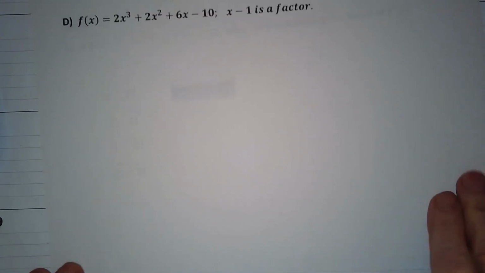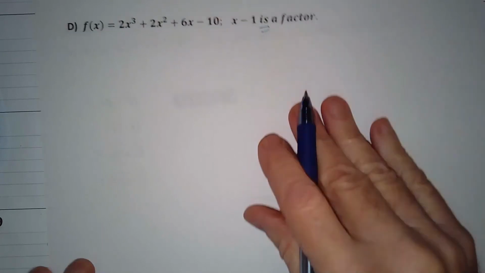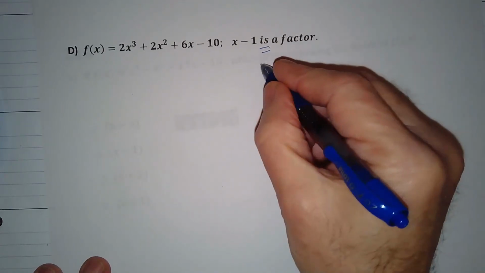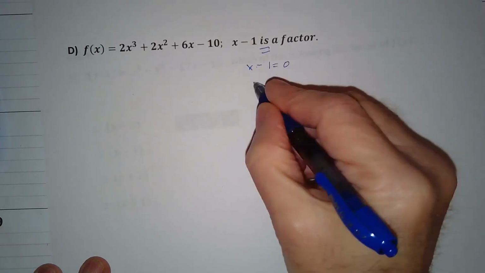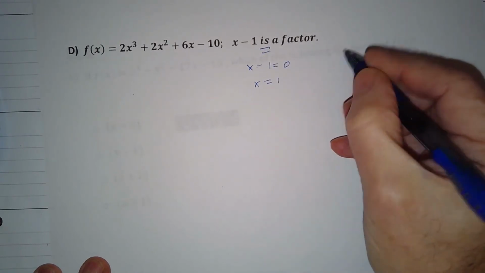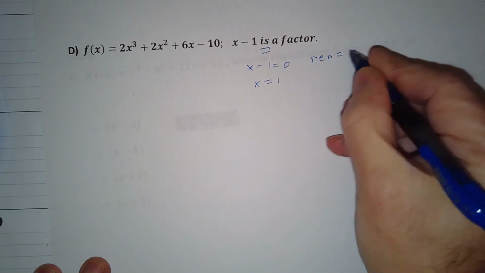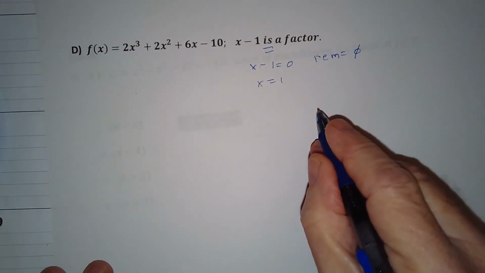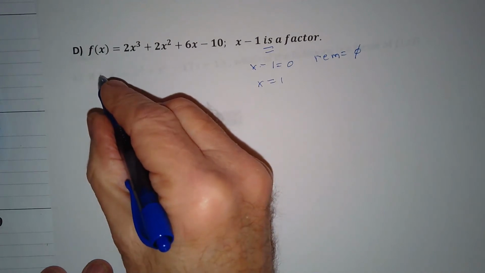So with this one, they tell you over here, x minus 1 is a factor. So if it is a factor, x minus 1 equals 0, so x has to equal 1, right? And the remainder is 0. That's what you want to remember. Okay, so we've got the 1, so let's just go over here and use it.